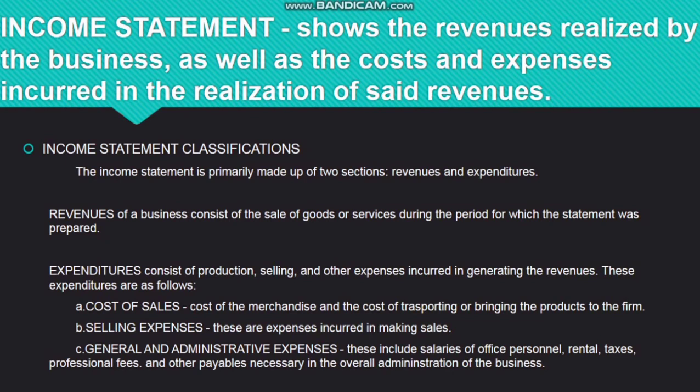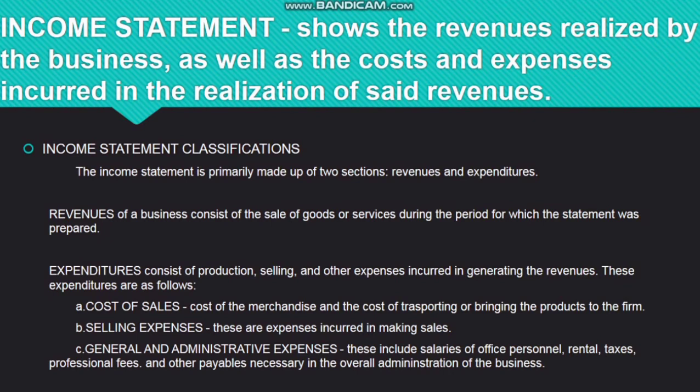Income statement shows the revenue realized by the business as well as the costs and expenses incurred in the realization of said revenues. Revenues of the business consist of the sale of goods or services during the period for which the statement was prepared. Expenditures consist of production, selling, and other expenses incurred in generating the revenues. These expenditures are the following: cost of sales. Cost of sales are the merchandise and cost of transporting or bringing the product to the firm.